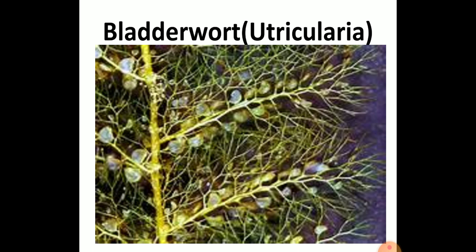The next example is bladderwort or Utricularia. This plant grows in water. Leaves of this plant are modified into bladders. A bladder is a tiny circular structure. The mouth of the bladder has sensitive hairs. So small insects get trapped inside this bladder. So we talked about Nepenthes or pitcher plant, sundew or Drosera, Venus flytrap and bladderwort.